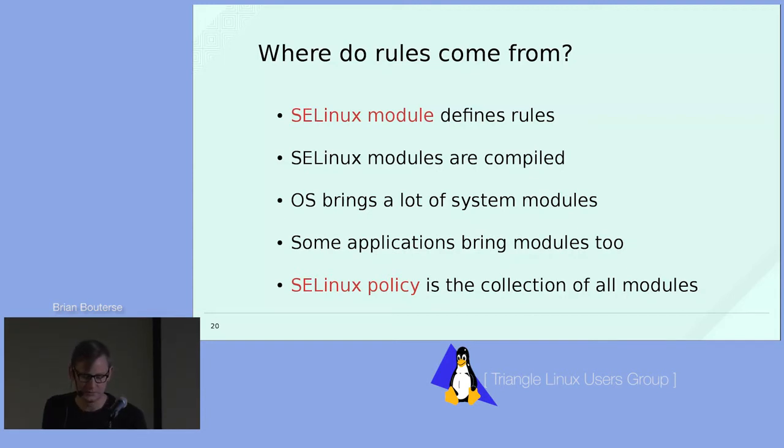So when I wrote the modules, with some help from others, for Pulp, we wrote 3 different modules, and we shipped that SELinux policy with our application.